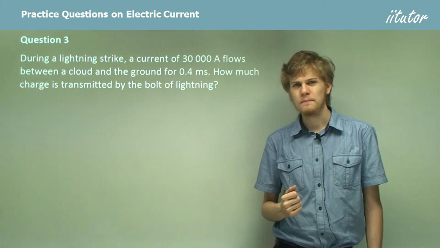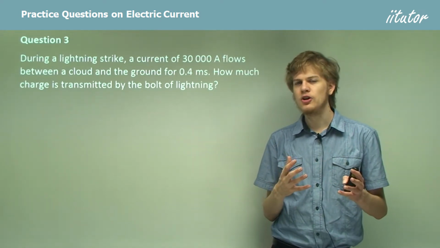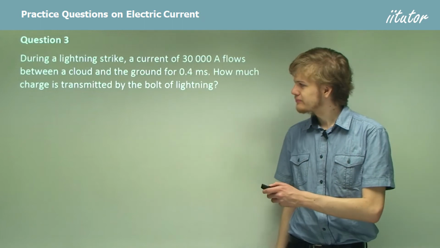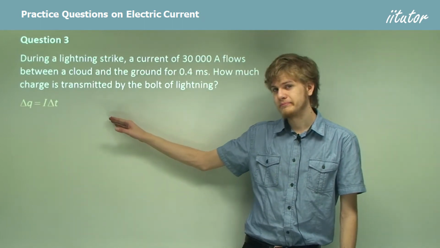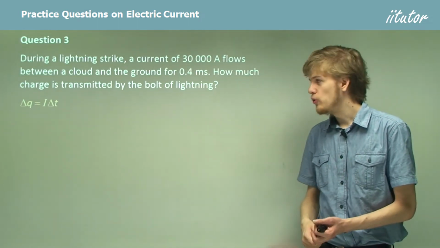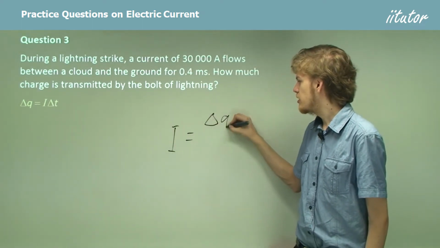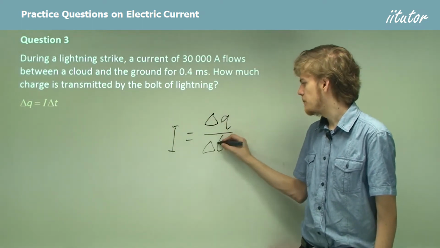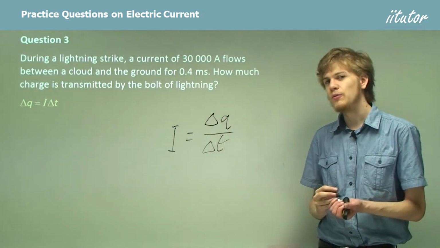Now let's work this out. What's the equation that we use to calculate charge in terms of current? Q equals I delta T. Can you see how we got this? All we needed to do was rearrange the equation for current. Current equals change in charge over the change in time. Multiplying both sides by delta T gives us the equation that we use here.